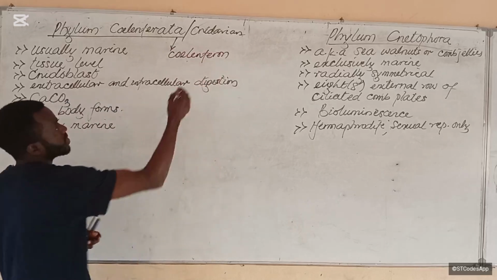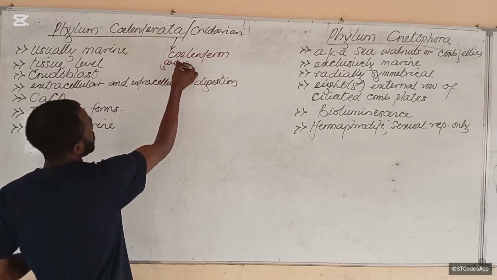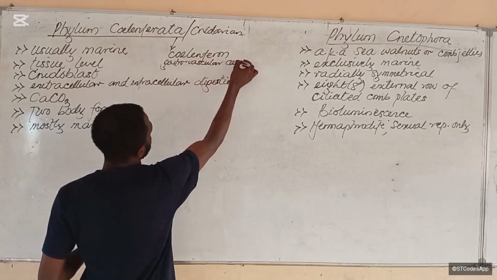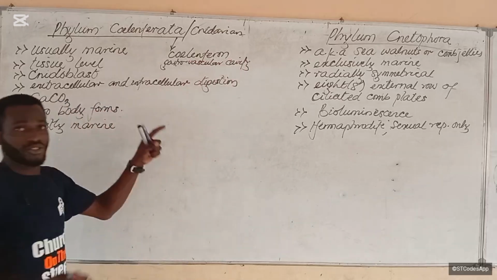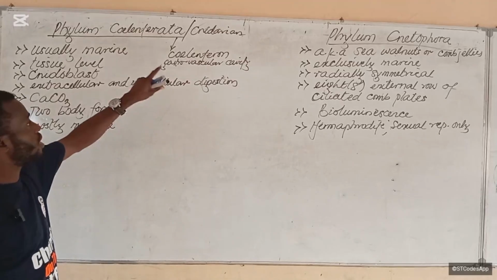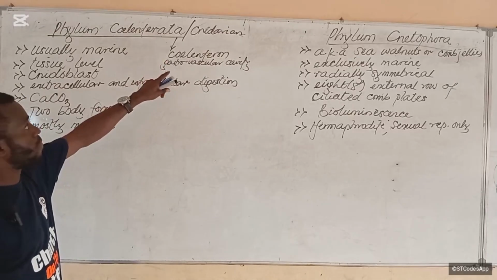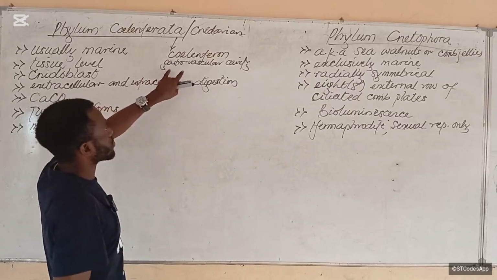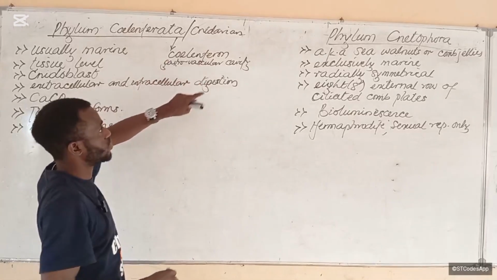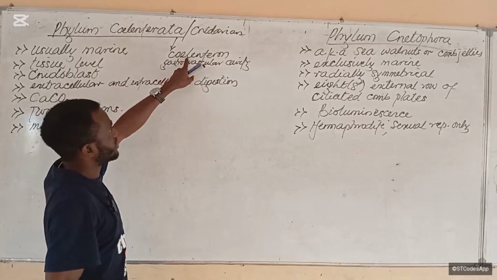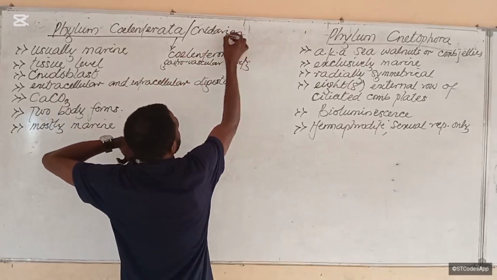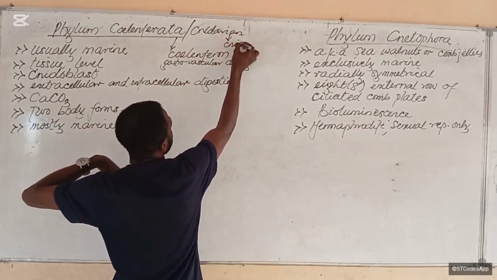And that coelenteron is actually a gastrovascular cavity. That's the coelenteron. So they have a true cavity, a true gastrovascular cavity for both gaseous exchange, and they are also called Cnidarians because they possess what is called cnidoblasts.